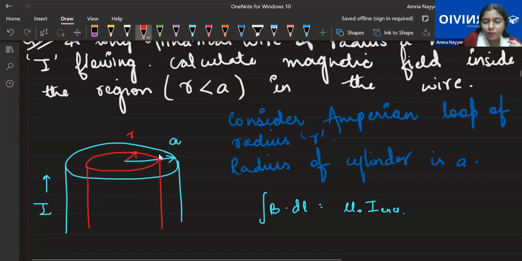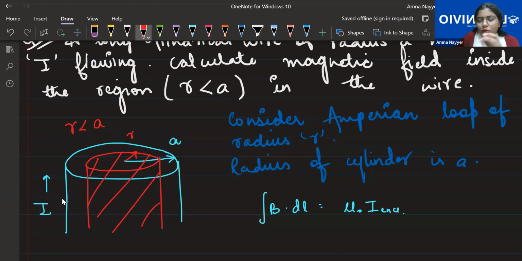This is your Amperian loop now. It says a point R. Here we can clearly see R is less than A. So in this region, the current is not I. Some portion of I is required. So do you get it? We cannot take the I enclosed as I. Ma'am, I didn't get.